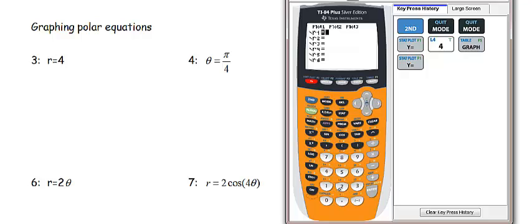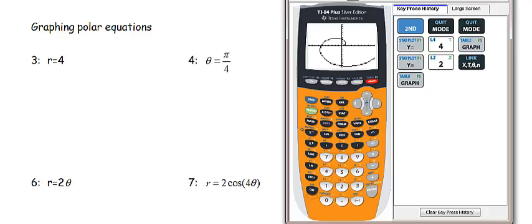I could do the 2 theta, and if you press X, X becomes theta now all of a sudden. You notice that or not, but it's the X,T,theta,n button. So when you're in the right mode, this button will do the right character for you. Let's look at the graph here. Now we see that it gets really big really fast, so let's mess with it a little bit.